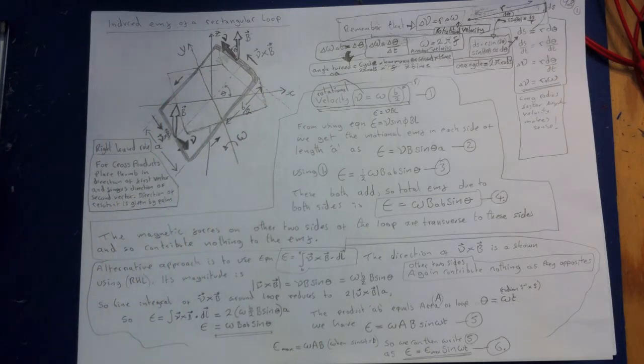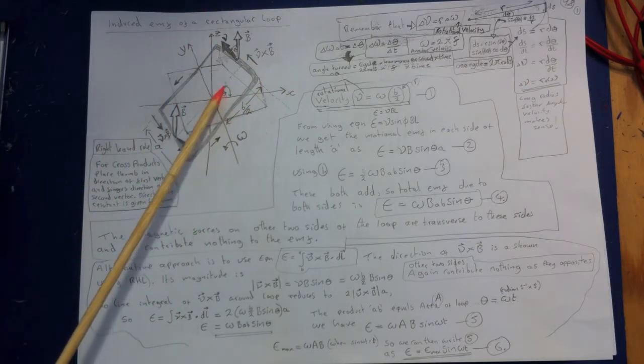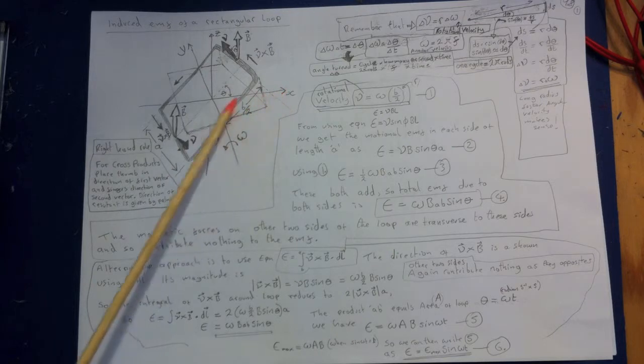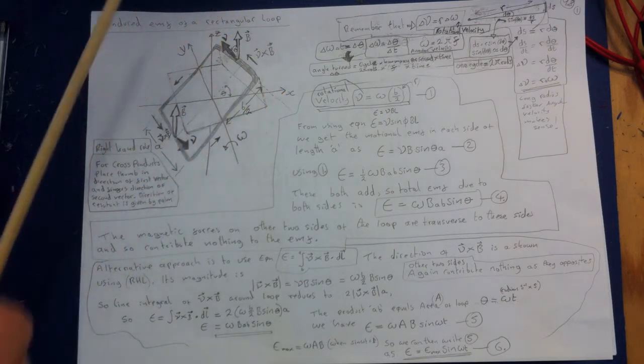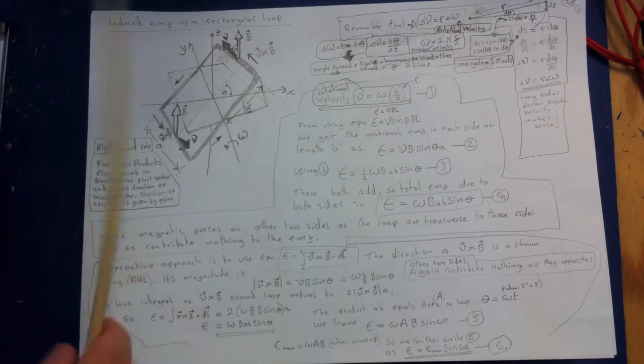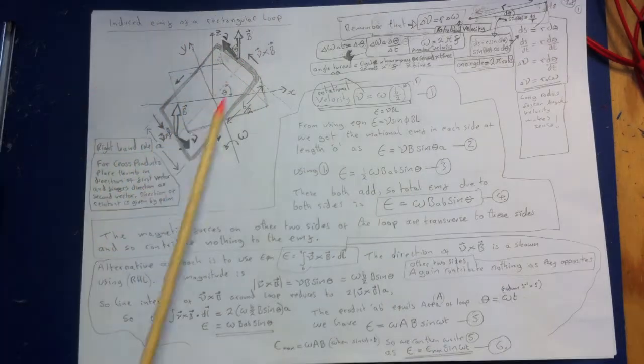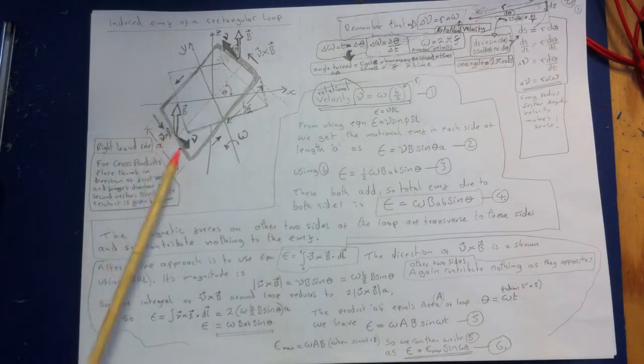The first example here is an induced EMF of a rectangular loop. So I'll just describe the diagram. We've got a loop here, and you can see that it's moving up and it's making an angle of theta between the x-axis and the loop. In the z-axis, which I've shown going up the page, is the magnetic field B. The loop is revolving round. The length of this is B and the length across there is A.